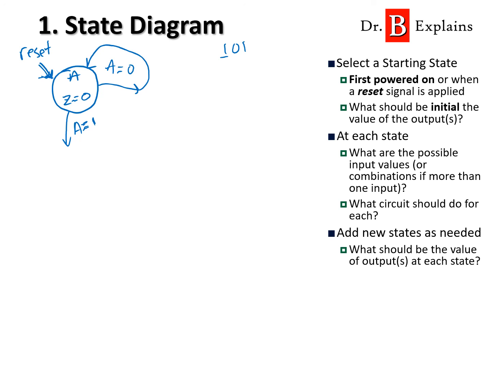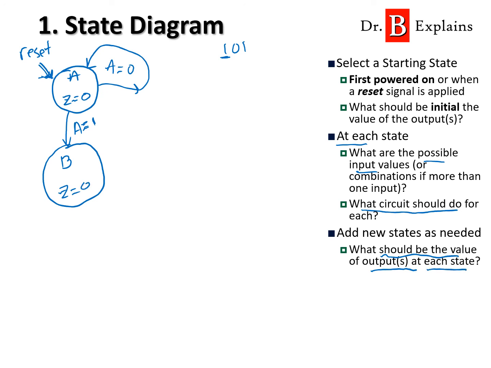So that's the case of a 0, right? What happens when I find a 1? You start thinking, well, maybe I'm going to start detecting my 101. So you go to another state. This one we're going to call B. Okay, and in this case, what is the value of the output? Remember I said that at each state, you need to think about the possible input values. You need to think what the circuit should do and what the value of the output should be at each of the states.